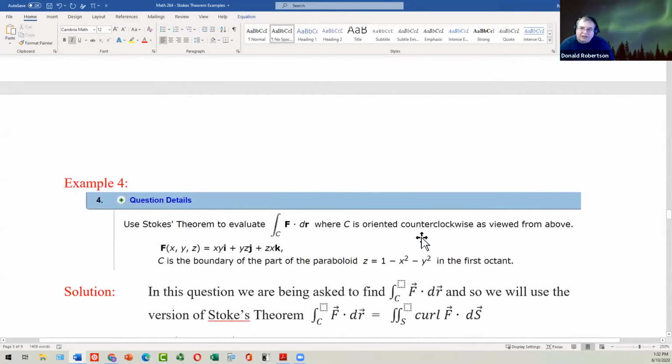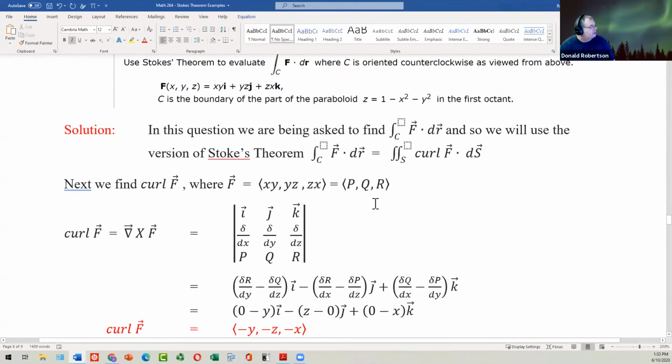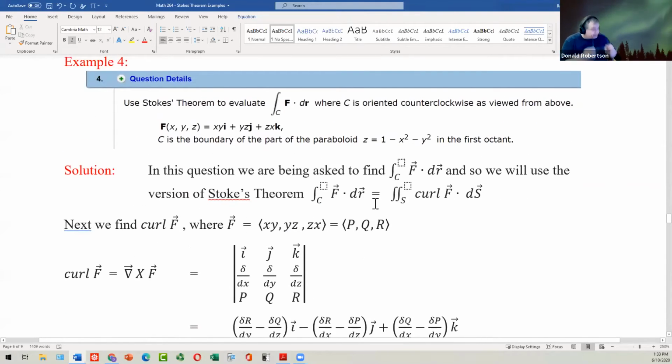Now you see the beginnings of a pattern here. Line integral becomes a surface integral with a curl being used. That surface integral eventually becomes a good old-fashioned double integral, and we're ready to go. So here's our next fella, the classic line integral again.